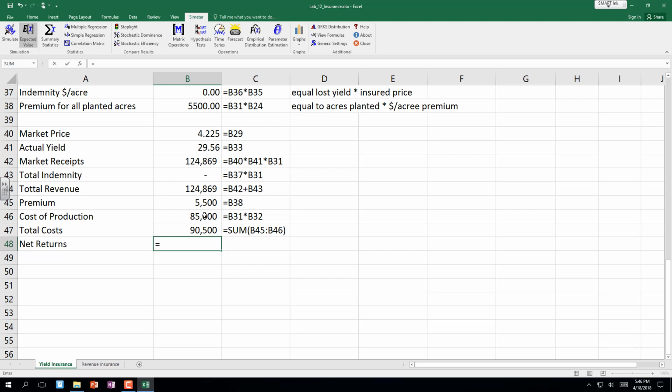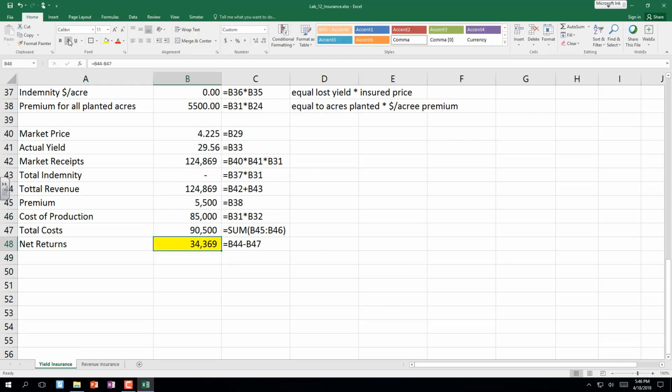And then net returns, just like in your income statements, receipts minus total costs. Okay. Very, very simple. That's going to be my key output variable that I'm going to send over for simulation. So I'm going to paint it yellow and make it bold. Okay. So hit save.